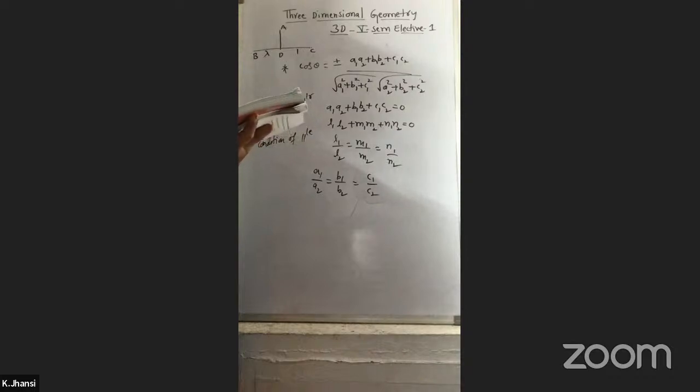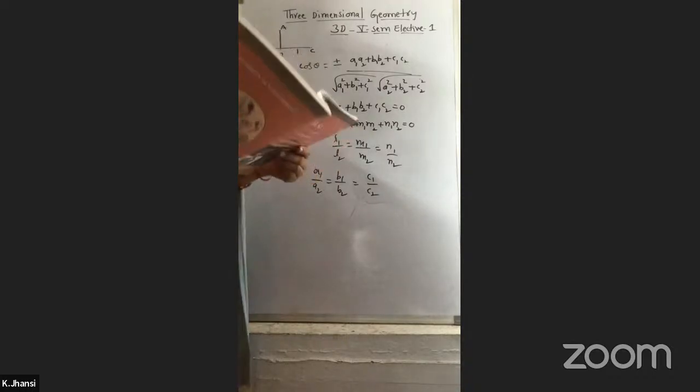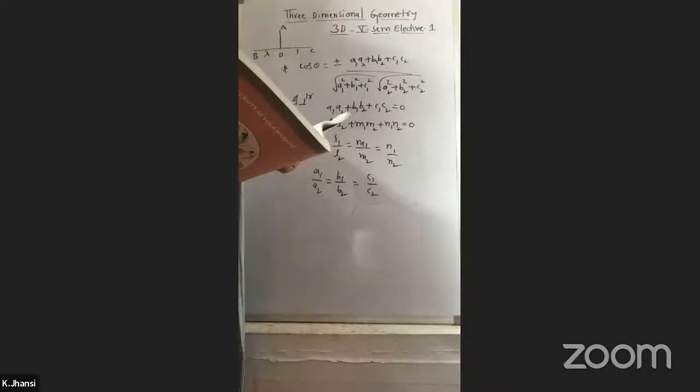O will be origin 0, 0, 0. So P, you will have the point here. Excuse me, ma'am, can you do this on the board? Yes, I will tell you.